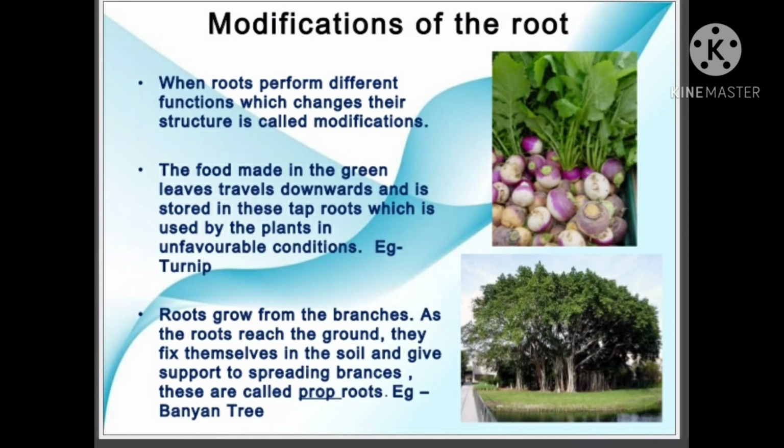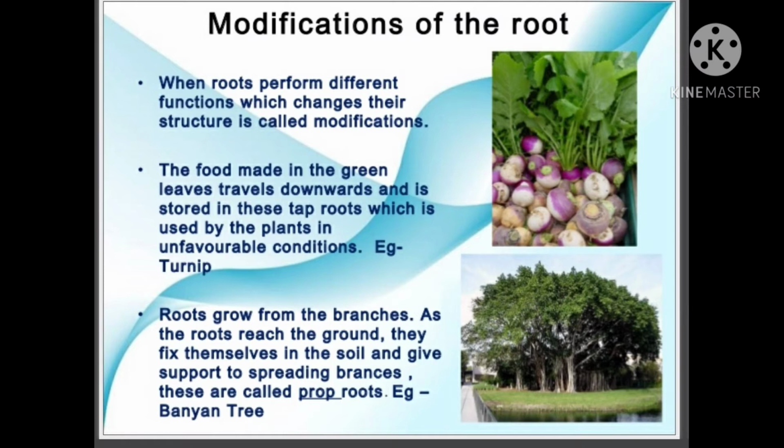In some plants, roots are modified to perform special functions according to the needs of the plant. First, the food made in the green leaves travels downwards and is stored in the taproots, which is used by the plants in unfavorable conditions, as in the case of turnip. For food storage, the roots become fleshy.